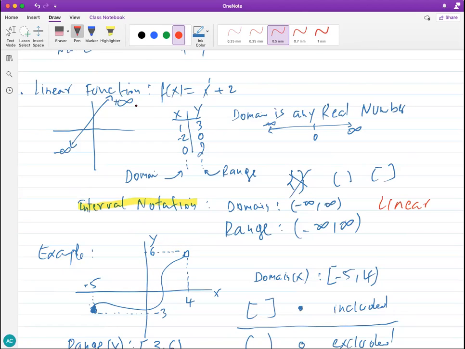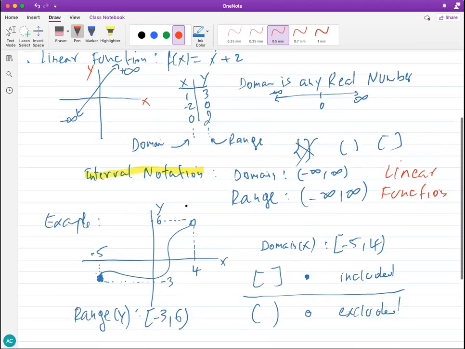Let's say you want to graph this. I didn't give you a table. You can make up your own table with any values you want, any real numbers. So the domain for linear functions, you're free to choose any number, and the range, as you can see, both x and y extend in both directions. This is the x-axis, the y-axis.